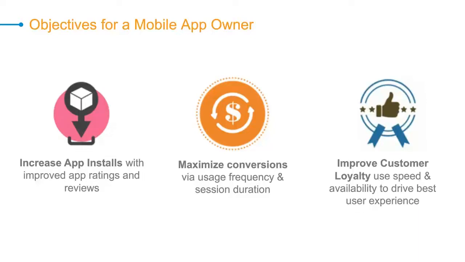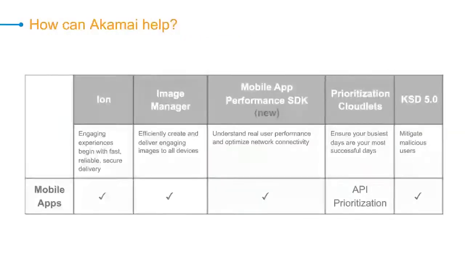So let me double click into how we exactly do this. What are the products that Akamai has that help drive these metrics? That's where we have a suite of products that can help improve your mobile app performance. Starting with the very first one, that's Ion. It's a platform on which we will be accelerating and caching your APIs.